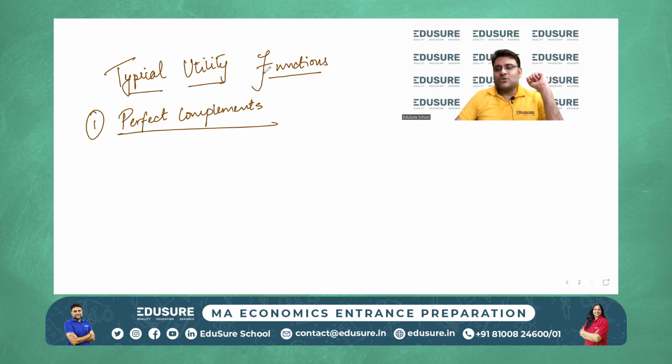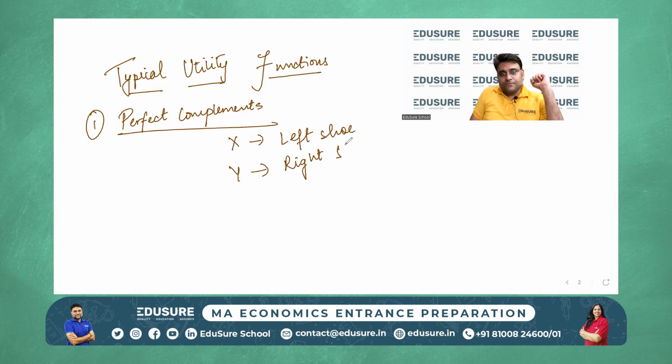I would always purchase the two goods X and Y in a certain ratio. For example, good X is left shoe, good Y is right shoe. You would only be able to enjoy a shoe if it is a complete pair. If I have only the left shoe, the shoe is absolutely useless. If I have only the right shoe, the shoe is absolutely useless. If I have the left and the right shoe, only then will it give me any utility.